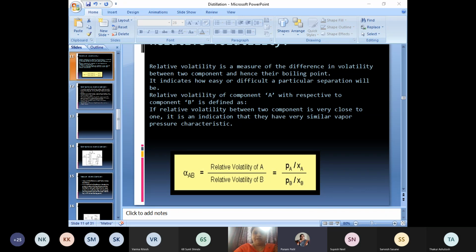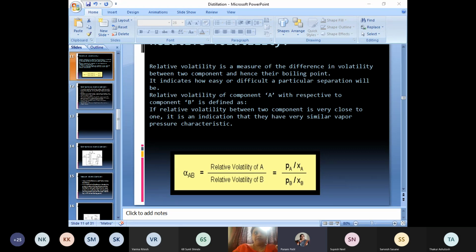When does a liquid boil? When its vapor pressure is more than the atmospheric pressure, then it starts boiling and converts into the vapor phase, right? So we are going to relate the volatility of these two components, or more than two components. So relative volatility is a measure of the difference in volatility between two components and hence their boiling point.